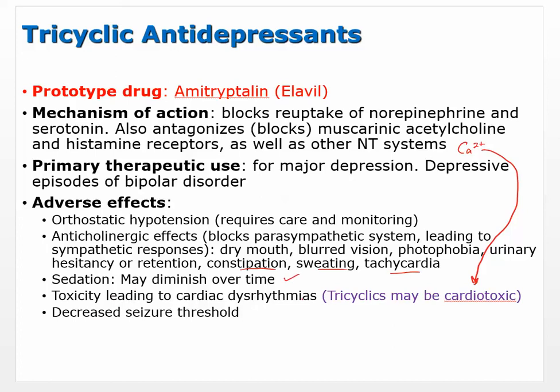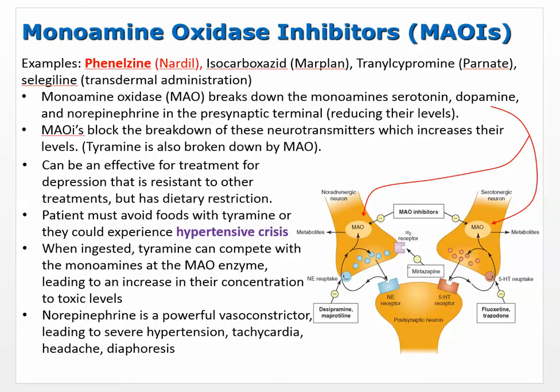Toxicity leading to cardiac dysrhythmias. So an overdose can lead to death because it's cardiotoxic. It can cause dysrhythmias and has an effect on the heart. And again, you can think of it as coming back to the fact that it has an effect on those calcium channels. All right, and also a decreased seizure threshold.